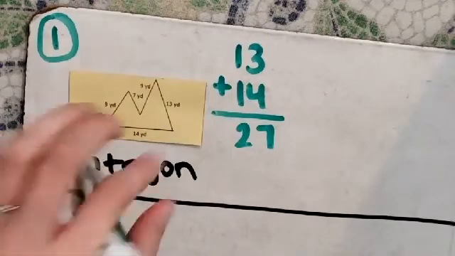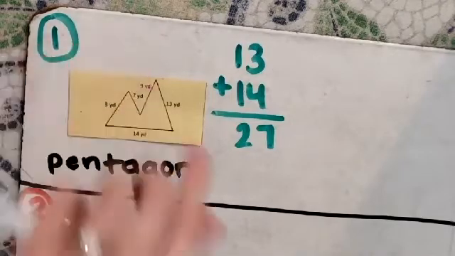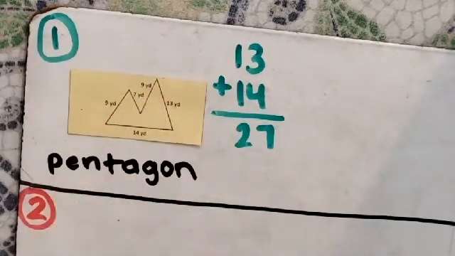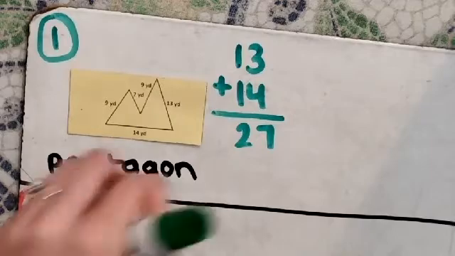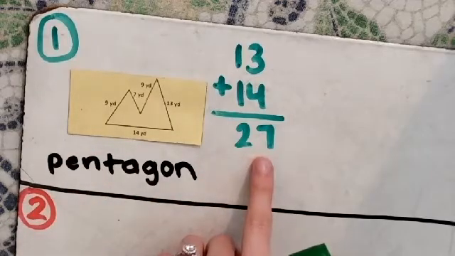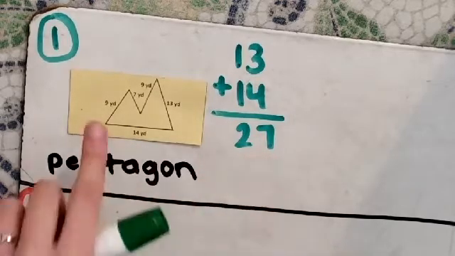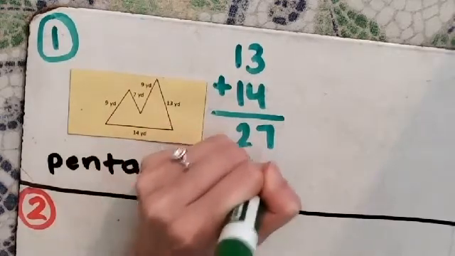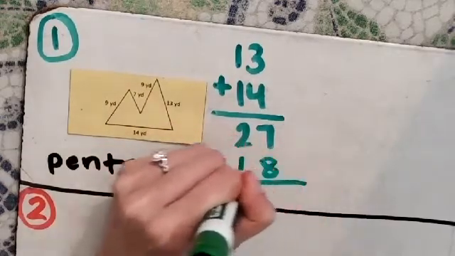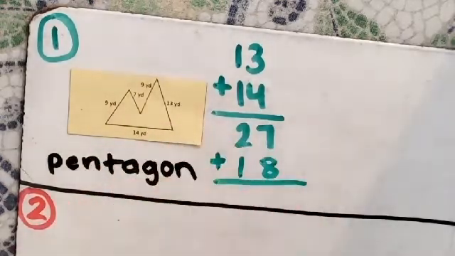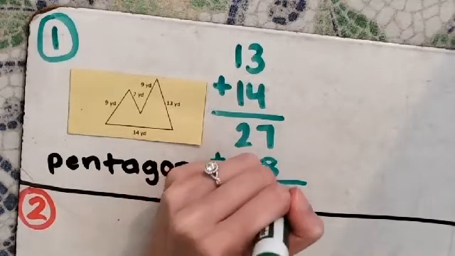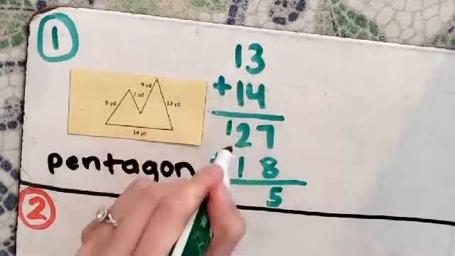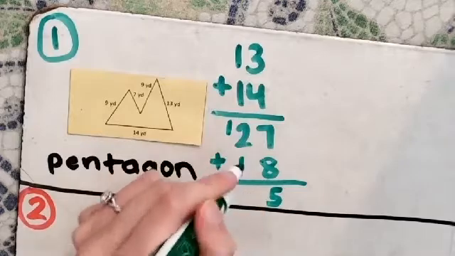Now I'm going to go to my 9s. I know 9 plus 9 is 18. So I'm going to take the 27 and I'm just going to add 18 because I have 9 plus 9. So I'm going to take 27, add 18. Why don't you do that as well? Okay, 7 plus 8, 15. 1 plus 2 is 3, plus 1 is 4.